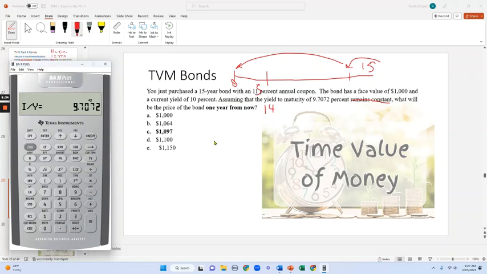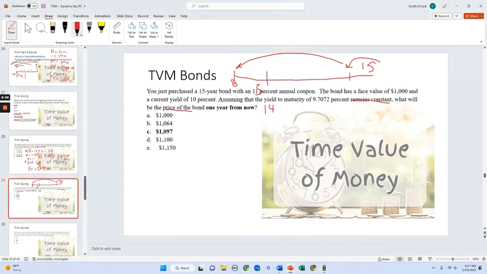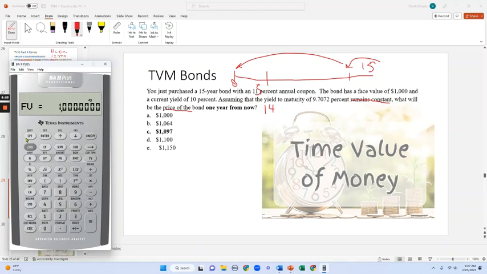So this is 11.11 times 1,000. Put that up here. So that will end up being $110. So we put 110 as our payment, and we get our $1,000 back at the end. So we're trying to find out what is the price of the bond. The price of the bond 1 year from now will be, compute the present value, $1,096.78, or approximately $1,097.